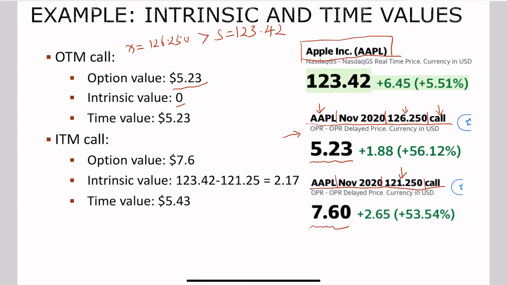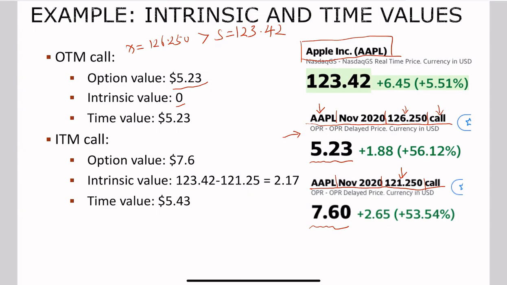From this example, you can see that time value could actually be quite large, right? Think about this. It's an out of the money call, and it will expire in November. It's not a very distant time, but still, it's worth $5.23.